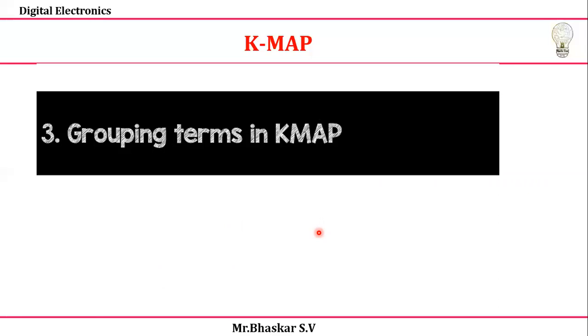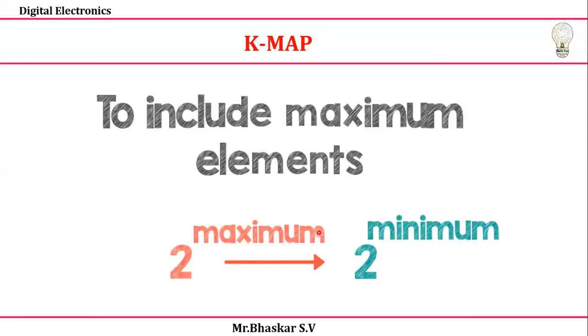Why is grouping required? Our intention is to reduce the number of terms in the Boolean expression, so that finally I get a smaller expression. In order to reduce it, we include the maximum number of elements, from 2 to the power of maximum to 2 to the power of minimum. So how many cells can I group? What is the maximum number of elements I can consider?